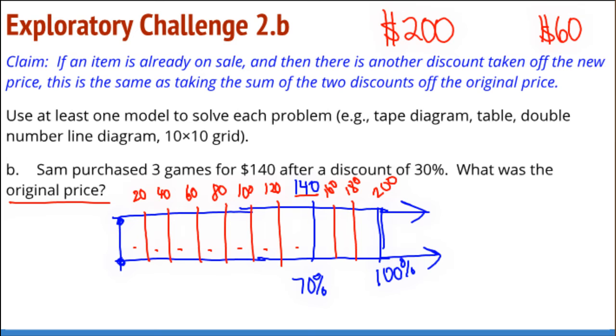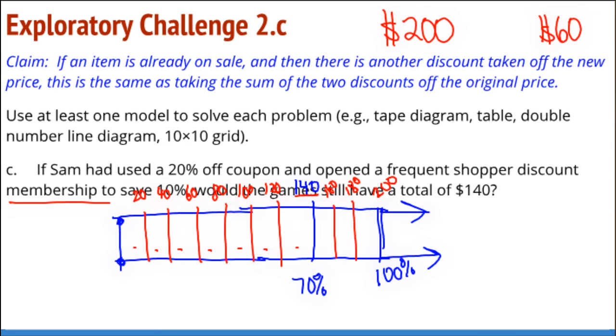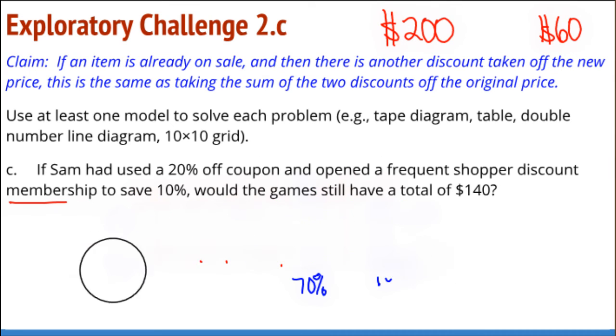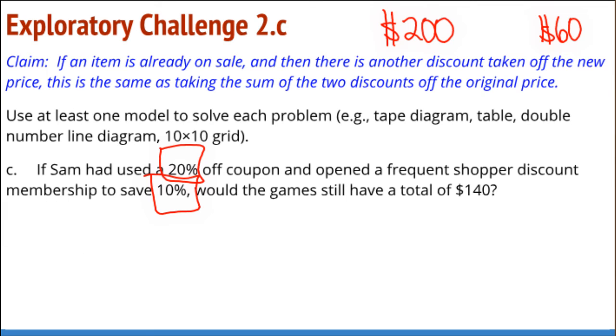All right, so let's see where I need to go now. So if Sam had used a 20% off coupon and opened a frequent shopper discount membership to save 10%, would the games still have a total of $140? So now they're saying I need to take off 20% and get a new price, and then take off 10%. Now my claim is that I should just be able to add the 20 and 10 together and actually just get 30% off. But now we're actually going to test it.